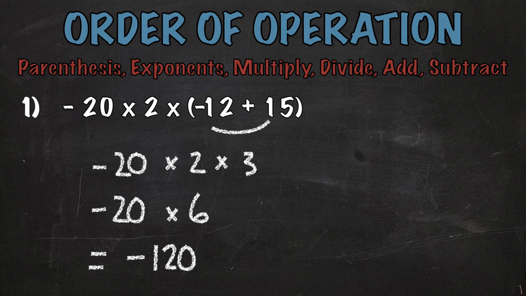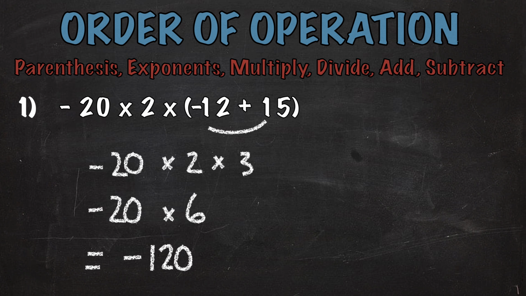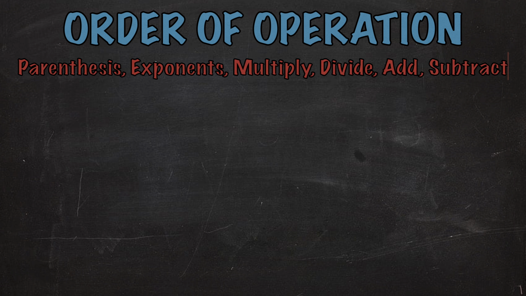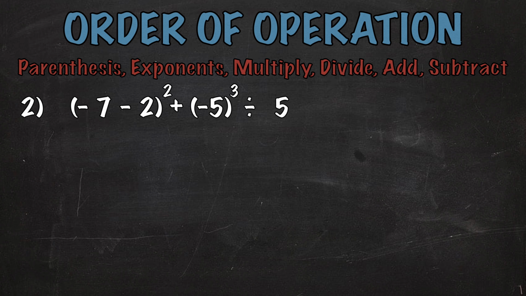Let's move on to a more complicated question involving positive and negative integers. So using the order of operation, we're going to try and solve question 2, which is a bit more complicated than question 1. So we have brackets minus 7 minus 2 bracket squared plus bracket minus 5 bracket to the power of 3 divided by 5. Now the first thing we're going to do is see if we have parentheses or other grouping symbols. In this case, yes, we do. We have brackets, so we're going to start with the left side, minus 7 minus 2 squared.